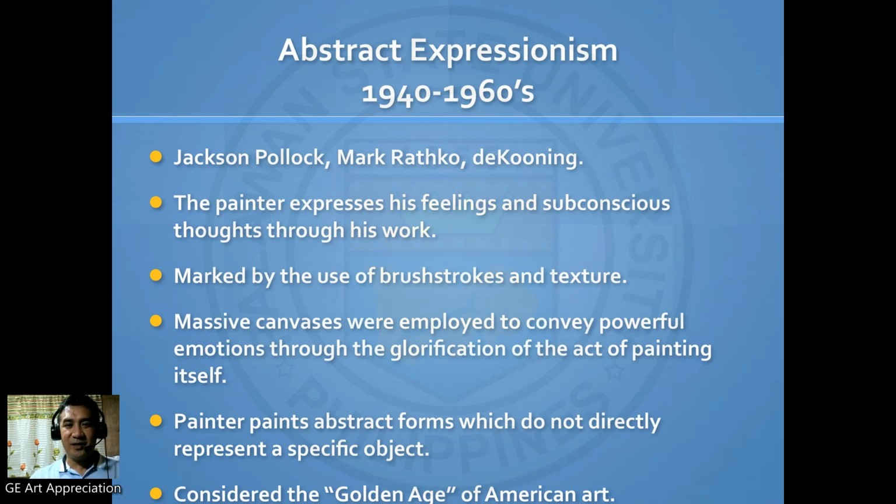Let's proceed to abstract expressionism during 1940 to 1960s. The proponents of abstract expressionism are Jackson Pollock, Mark Rothko, and de Kooning. These painters express their feelings and subconscious thoughts through their works. There is a massive canvas, and they employ it to convey powerful emotions through the glorification of the act of painting itself. So the painter would paint abstract forms which do not directly represent a specific object.